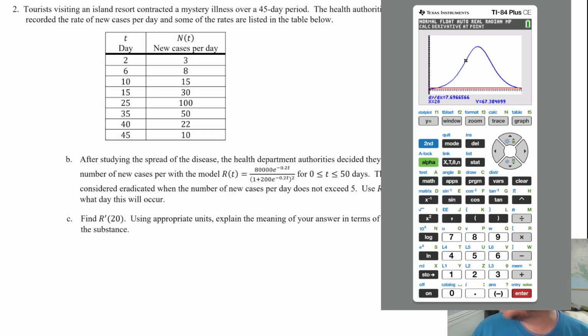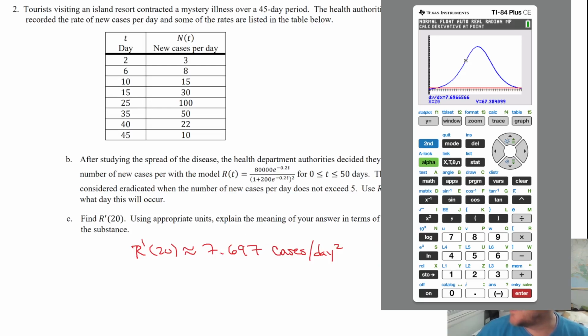So we can jot that down. That r prime of 20 is approximately 7.697. And this again is new cases per day squared. So cases per day. And this time it does say, explain the meaning of your answer in terms of the decay rate of the substance. So what does this mean? That means that on the 20th day, the number of new cases per day is increasing at a rate of 7.697 per day, right? So cases per day.